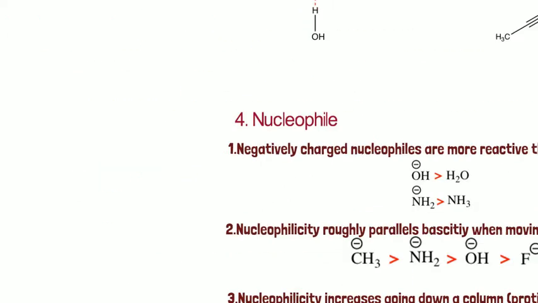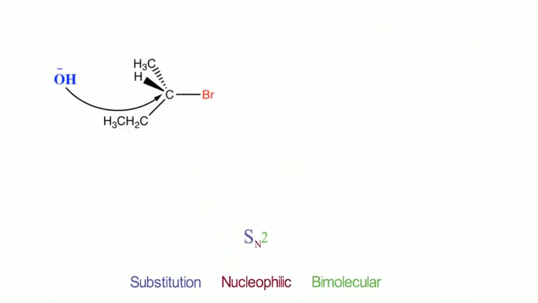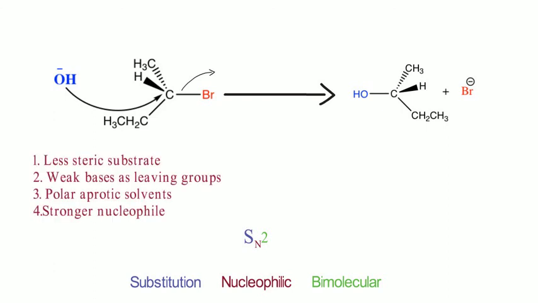In conclusion, SN2 reactions happen in one step. The nucleophile attacks the electrophile while the leaving group leaves, resulting in an inversion of stereochemistry. SN2 reactions are faster with less steric hindrance, such as in methyl, primary, and some secondary substrates, weaker bases as leaving groups, in polar aprotic solvents, using strong nucleophiles.